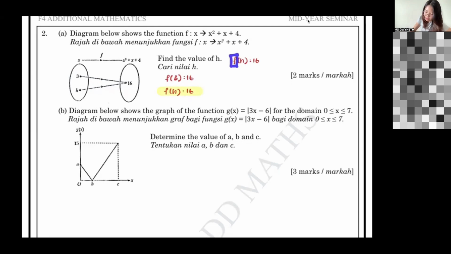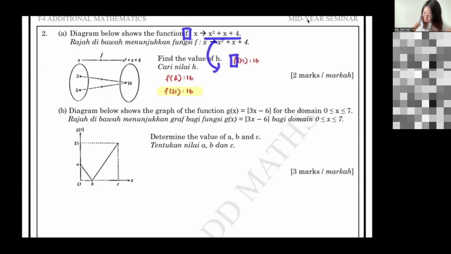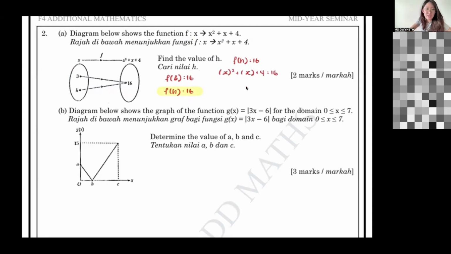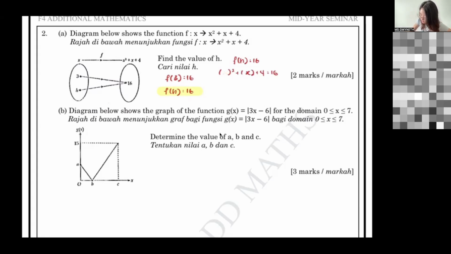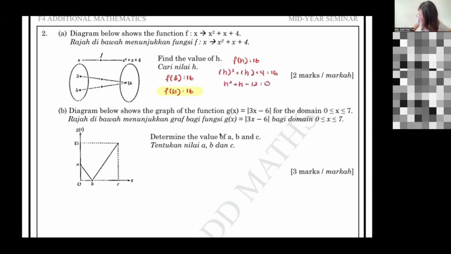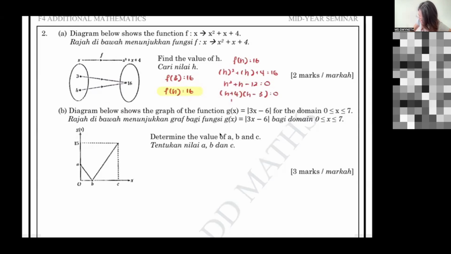Now guys, whenever you see a function f(x) is x squared plus x plus 4, you will copy this down. All the x, put brackets, because your x is no longer x right now, it is all h. So change it. Let me write it nicely. h squared plus h plus 4 equals 16. Find the value of h. Again, quadratic, so move over: h squared plus h minus 12 equals 0. Factorise: (h plus 4)(h minus 3) equals 0. h equals -4, h equals 3. The two answers over here.